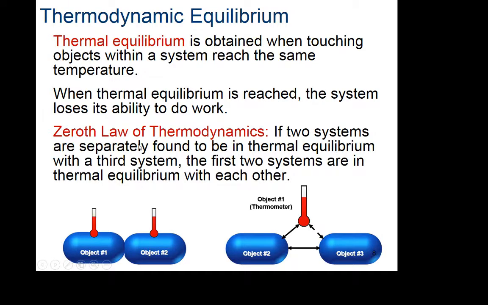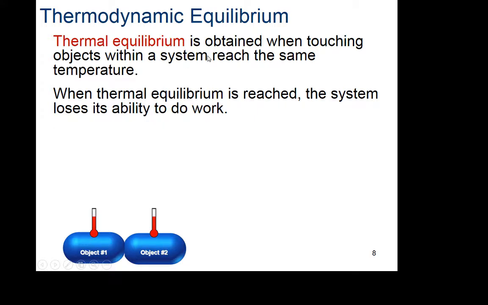Okay, so thermal equilibrium is when we have two different objects that are connected or touching each other, and they reach the same temperature. So the average kinetic energy of the particles here is equal to the average kinetic energy of the particles here. Equilibrium is another word for balance. So if this one started off really hot and this one started off really cold, and we mix them, once they become the same temperature, then they are at thermal equilibrium.